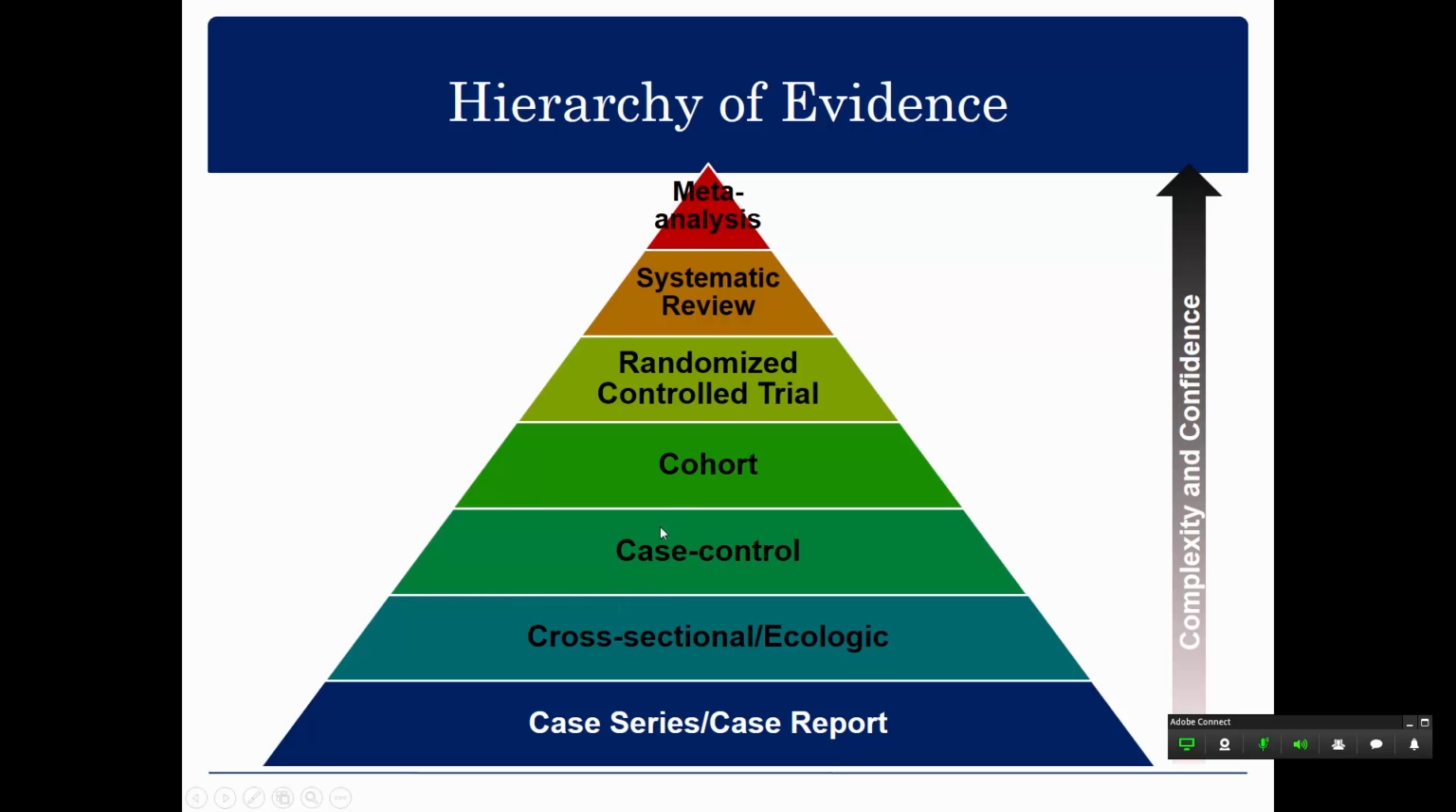Case control, cohort, randomized controlled trial, these are considered primary studies. They are designed, they employ some techniques from design of experiments to minimize the impact of bias. And then at the very top here we have the systematic review and meta-analysis. And I'll talk briefly about what those are because you do see them in the literature.